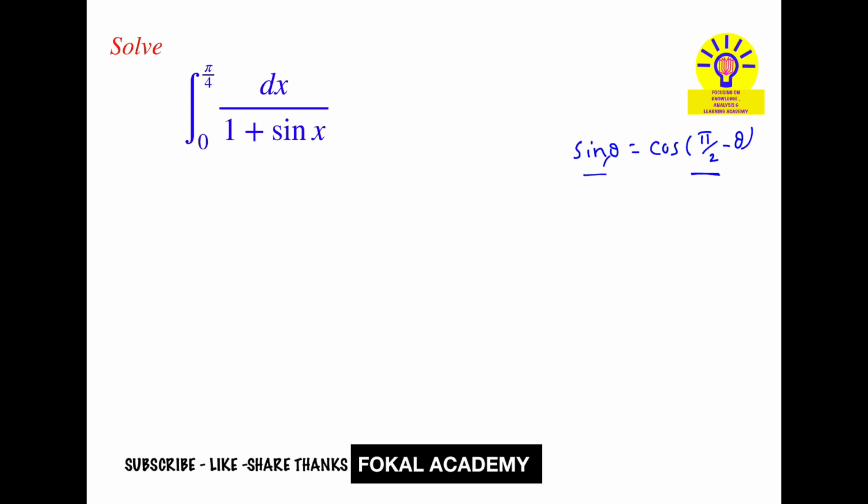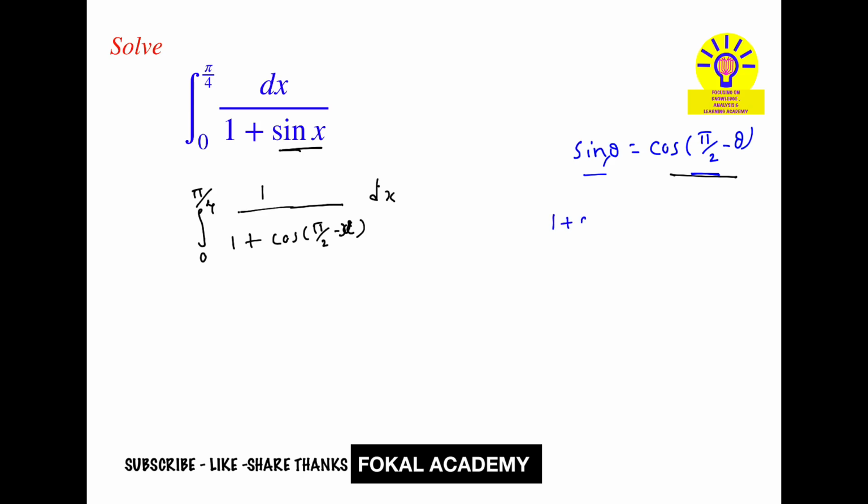Then the integral of 0 to pi by 4. So 1 by 1 plus sin x can be replaced in terms of cos. It becomes cos of pi by 2 minus theta. So it is in terms of x, so here x dx. Still it was not in the standard form. So again one more formula we are going to apply here, that is from trigonometry.